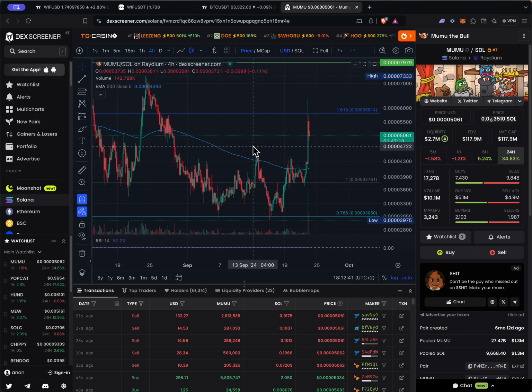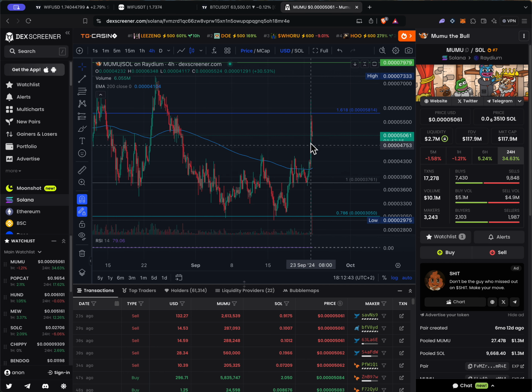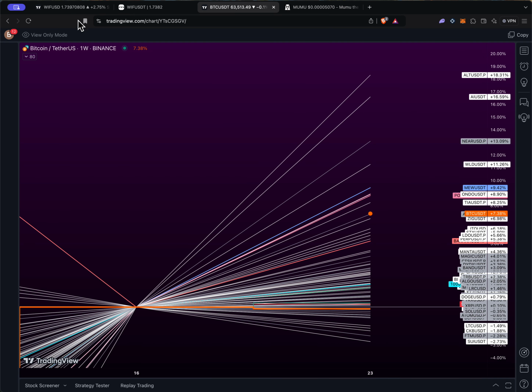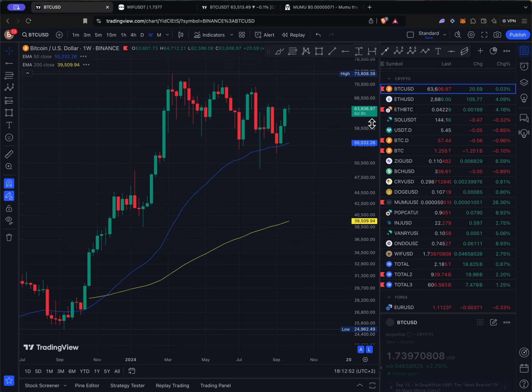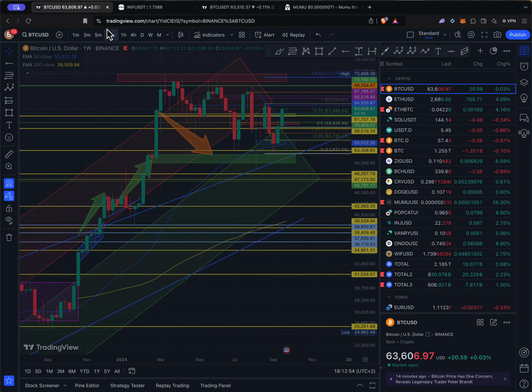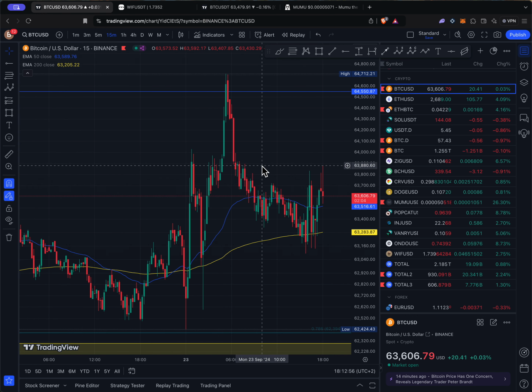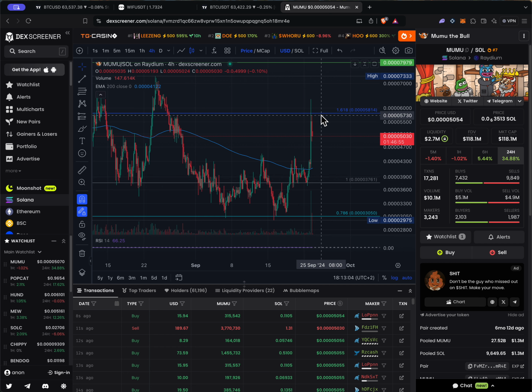So don't FOMO at all, even though this might also be an impulsive move up, but there is this big fair value gap. BTC, as we said, is on a high time frame resistance. So if BTC now doesn't shoot up towards 68 to 70k, Solana is going down, and this is going even more down probably.